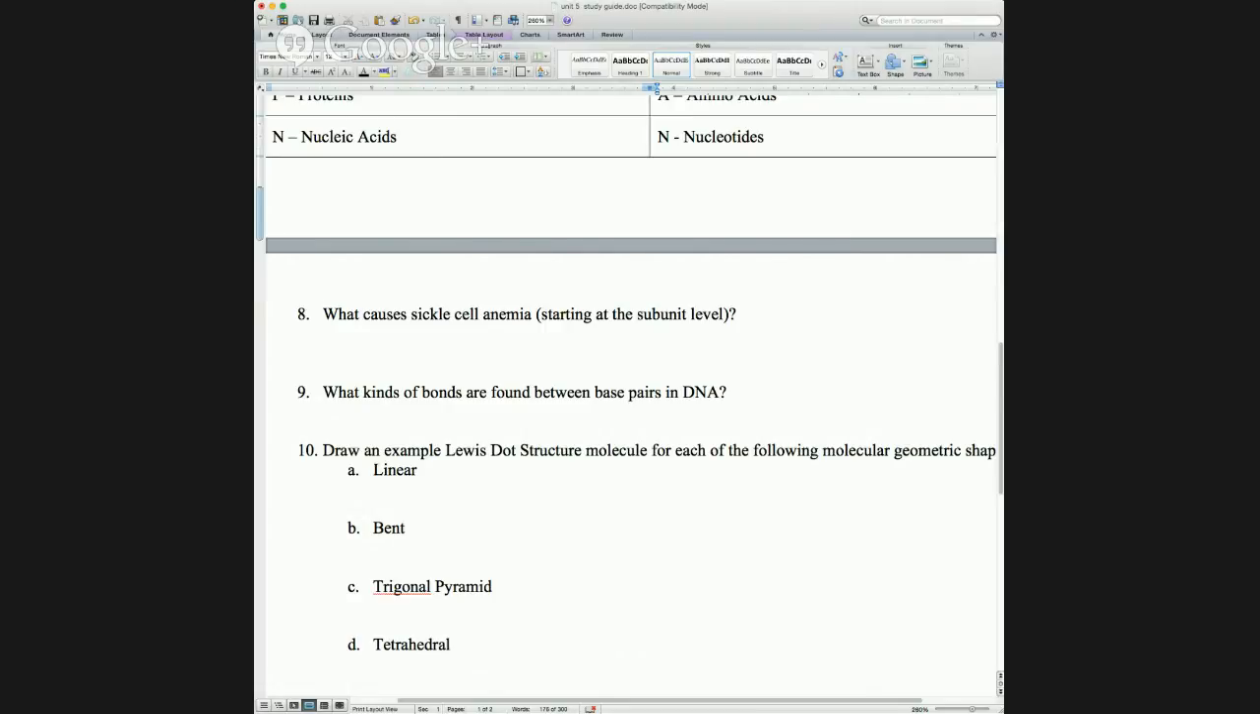Number 9, it's hydrogen bonds is the answer. That's what holds base pairs in DNA, but you don't have to worry about it. So 8 and 9, cross them out, you're done.